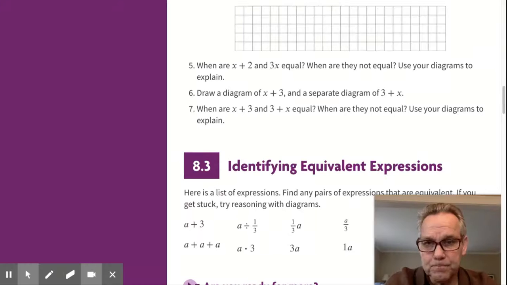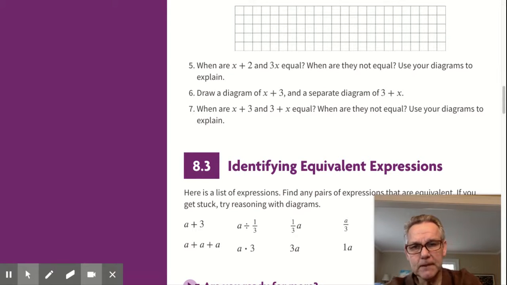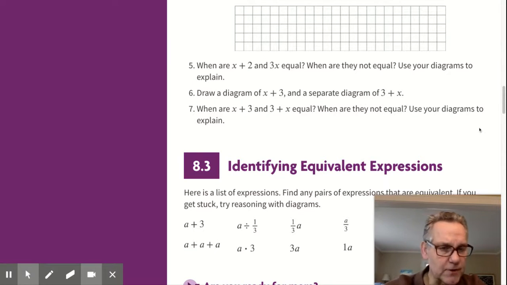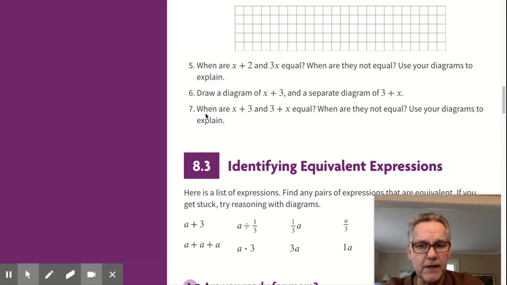Use your diagrams to explain. So boys and girls, this is a continuation of lesson 8. We stopped off at number 7. We had just talked about number 6, draw a diagram of x plus 3 and a separate diagram of 3 plus x. We determined that those would be equivalent because the x's would be the same. And number 7 asks us this: when are x plus 3 and 3 plus x equal? When are they not equal? Use your diagrams to explain.